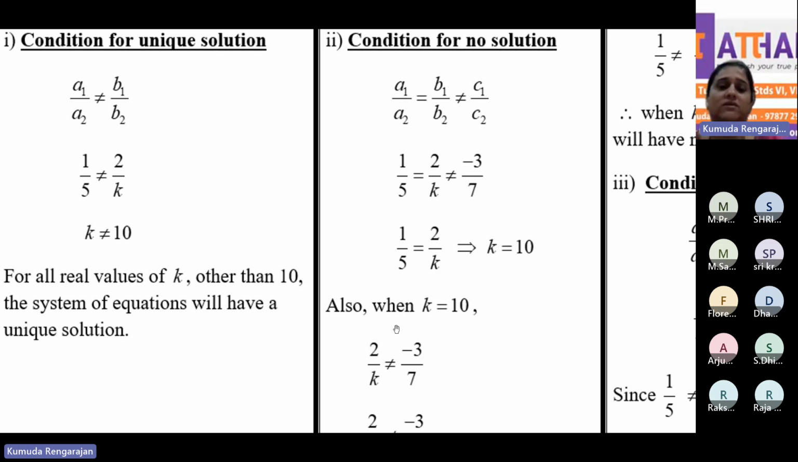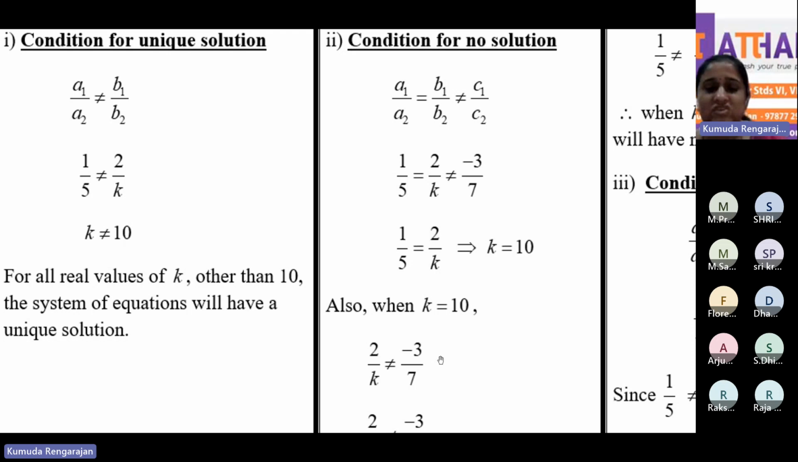I'm only checking. The question is for what value of K will the pair of equations have no solution? We wrote the condition, we substituted the values, we cross multiplied and we got the value of K, 10. That's it, we got the answer. When K is 10, no solution.